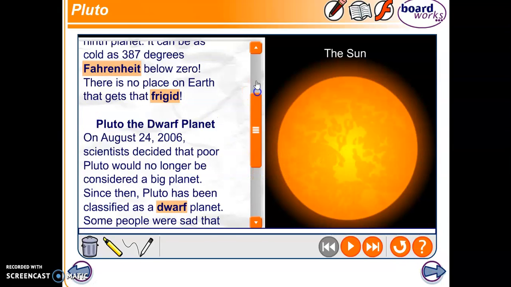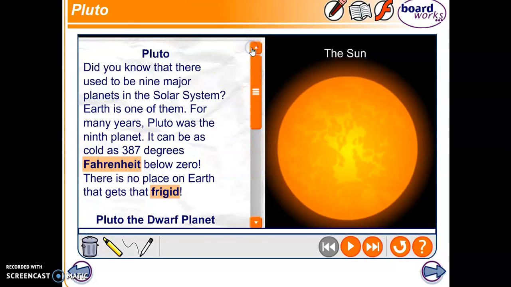Okay, this is our article on Pluto. So we're going to read the article, and we have a chart of questions and answers, and we're going to fill it in, and you'll get to see how we identify and analyze text. Did you know there used to be 9 major planets in the solar system? Earth is one of them. For many years, Pluto was the 9th planet.